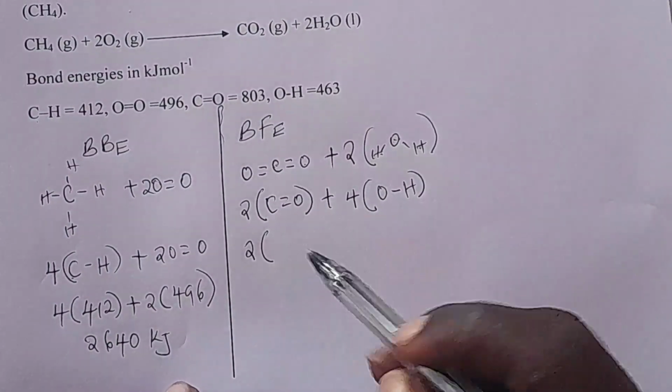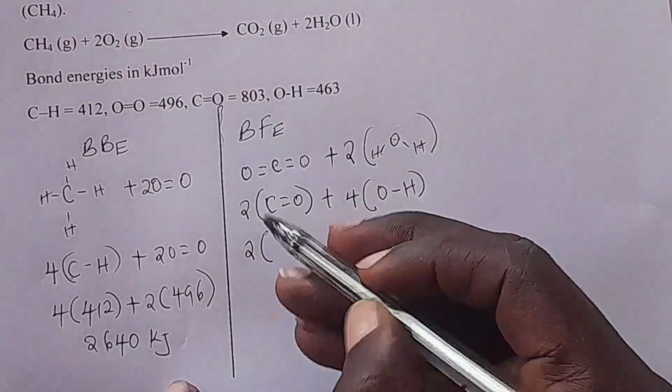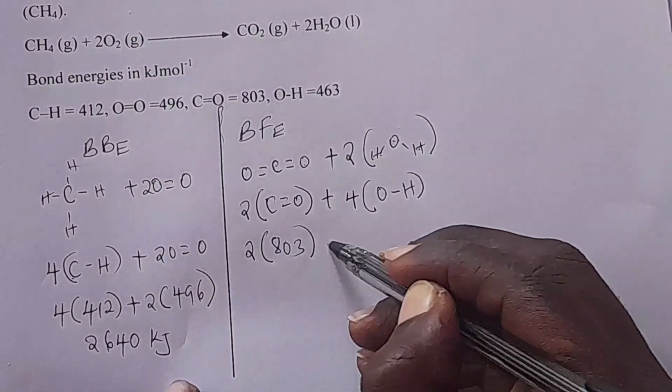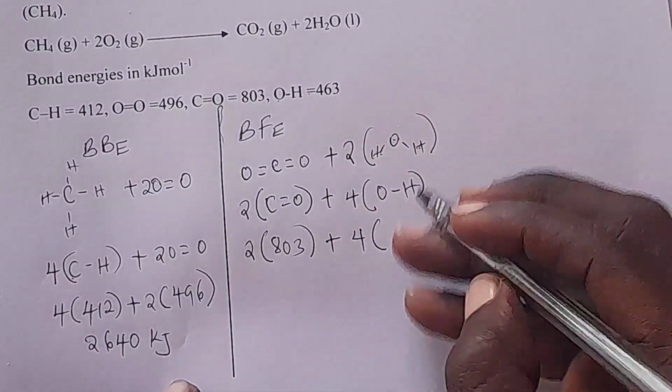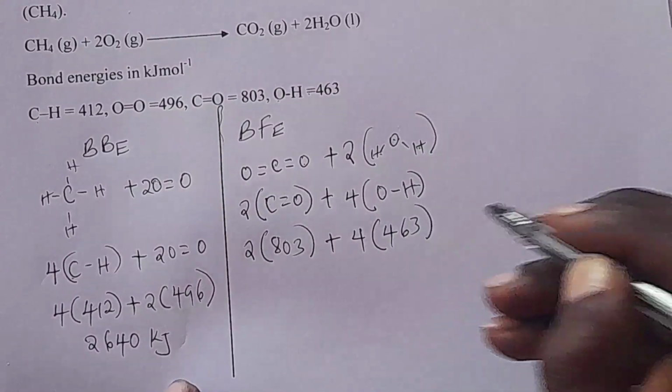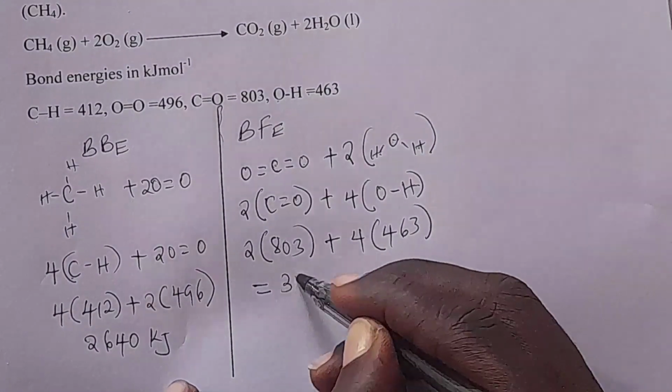2. Then what is the bond energy for carbon to oxygen double bond? It's 803. 803 close bracket plus 4. What about oxygen to hydrogen? Oxygen to hydrogen, that's 463. So here, what are we going to get? Here, we are going to get 3458 kilojoules.